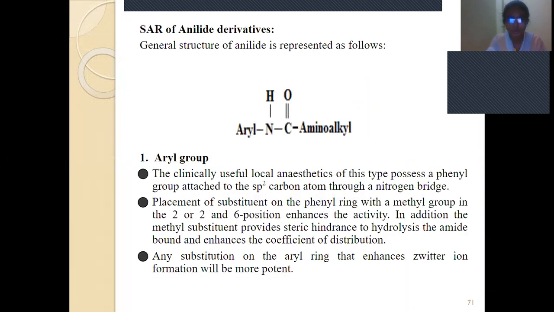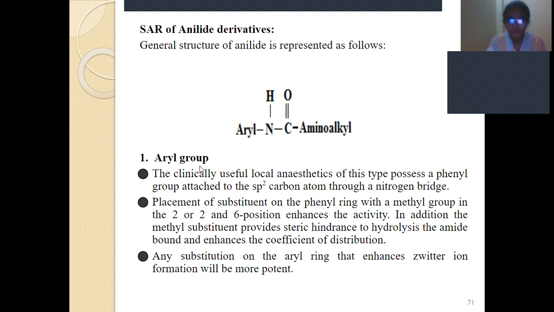So next one is anilide derivatives. Let's see what the anilide derivatives are, the SAR of the anilide derivatives. This is the general structure of the anilide derivatives. See here, an aryl compound, an amine group, a carboxylic group and an amino alkyl group are there.